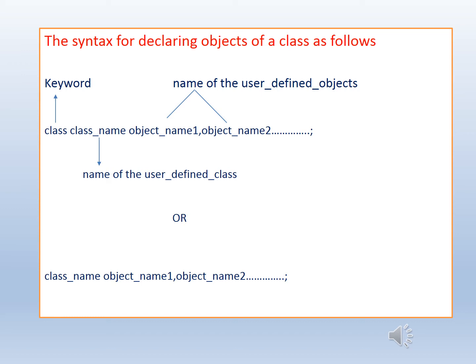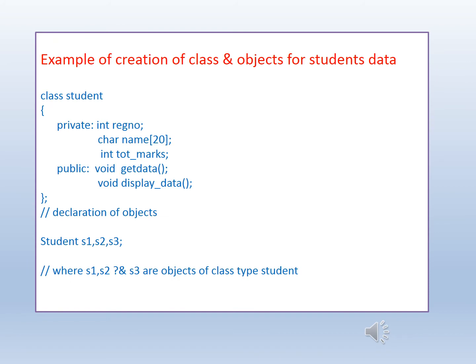In another way also we can declare objects: class name, object name 1, object name 2 and so on, ending with a semicolon. In this example, S1, S2 and S3 are the objects of the class type student. When an object is created, space is set aside for it in memory.